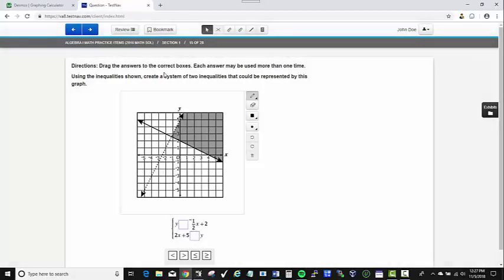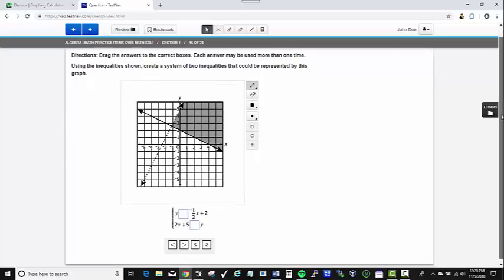Drag the answers to the correct boxes. Each answer may be used more than one time. Using the inequality shown, create a system of 2 inequalities that can be represented by this graph. All right, let's see. Y blank negative 1/2 x plus 2. So plus 2, so it's this one right here. So this line is shaded above, and it's solid. So that means greater than or equal to.